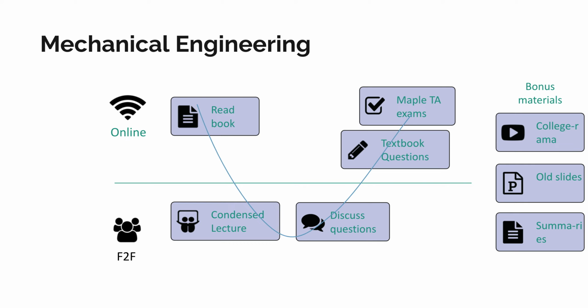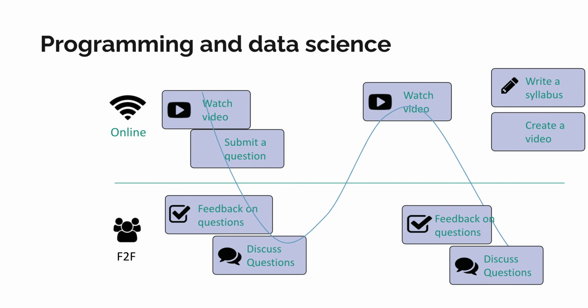In the mechanical engineering example, the wave was a little less pronounced. Students were asked to read a section of a book, then face-to-face they would have a condensed lecture and discuss some questions, then back online, do some exams and textbook questions. And this lecturer decided to add in some bonus materials which did not really have to be done online or face-to-face, but they were available for the students to engage in.